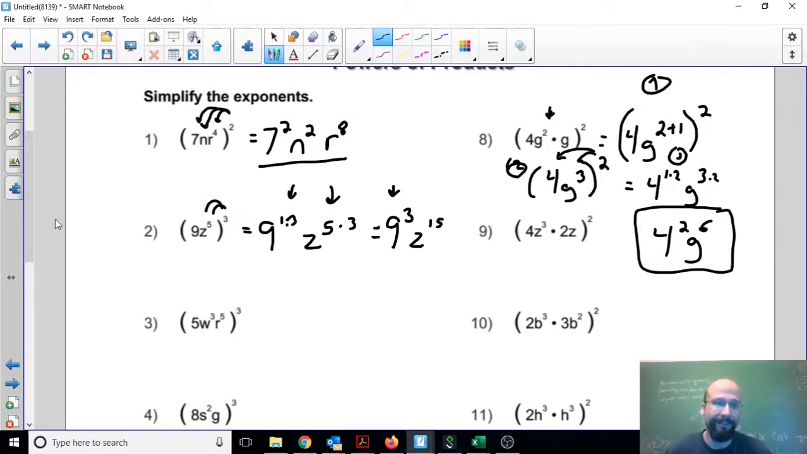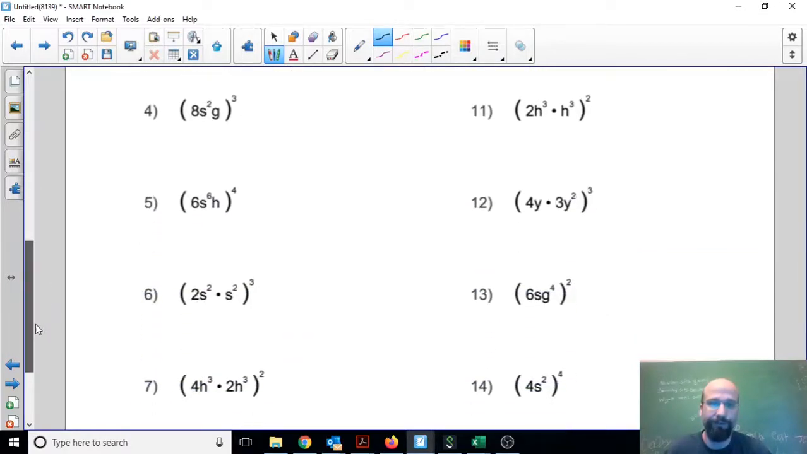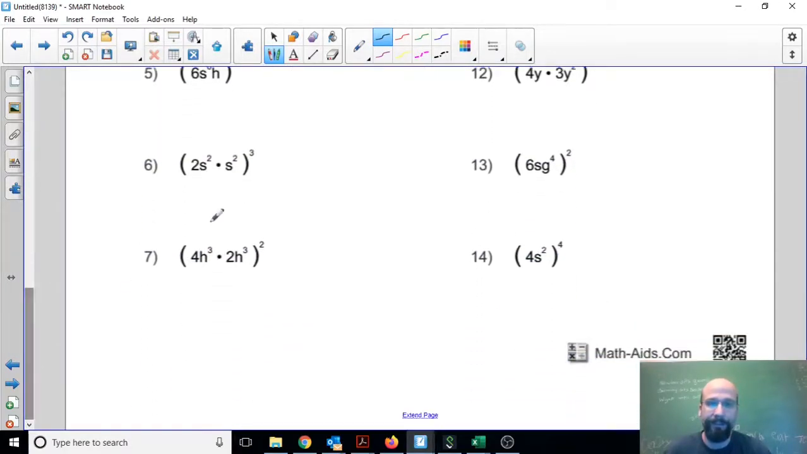I'm going to do one more like this, and then we're going to move on. Let's do this one here, number 7. So again, do the inside first. So coefficient times coefficient, 4 times 2 is 8, right? They don't have exponents, so treat them like numbers. And then h cubed times h cubed, when you multiply, you add the exponents. When you multiply the same base, you can add them. This 2 is still there, we haven't done anything.